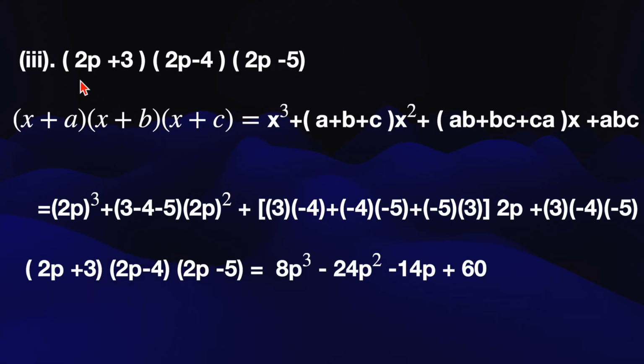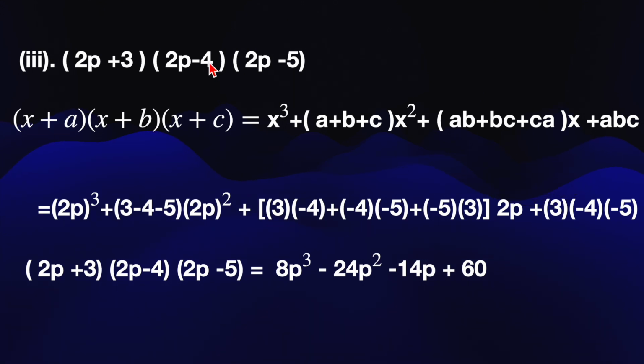Okay, third sum. (2p + 3) into (2p - 4) into (2p - 5). So what is the general formula? We have to write like this. You know this. (x + a) into (x + b) into (x + c) is equal to x cube plus (a + b + c) x square plus (ab + bc + ca) x plus abc. So okay, what is the value of a? 3. b is minus 4.